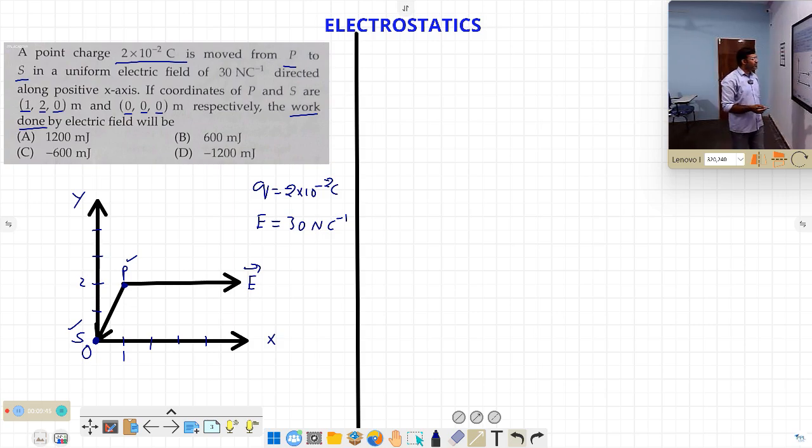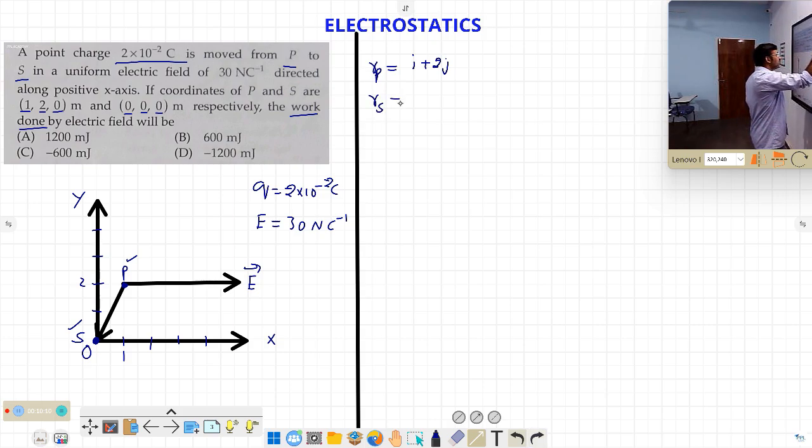To calculate this, there are two positions given. The position of point P, in vector form, is 1, 2, 0, which I can write as i plus 2j. There is no k here, the k value is anyway 0. So rP is equal to i plus 2j.